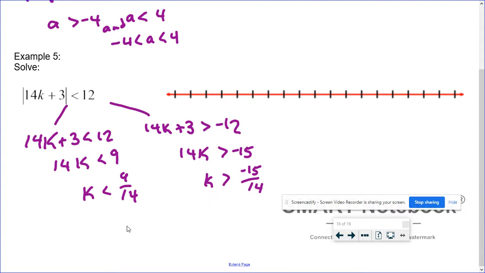I'm going to flip it around. You have k is greater than negative 15/14. So it's greater than the smaller number, and it's less than the bigger number.